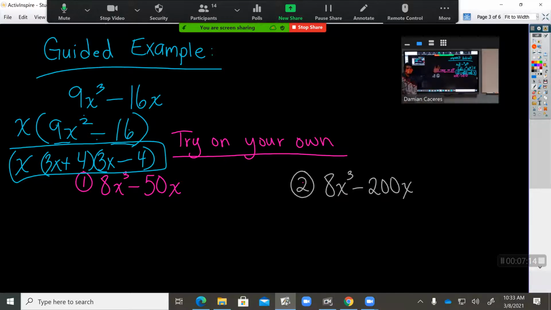So I want you to follow those same exact steps that we took on that blue question and follow the same steps for the pink and the gray question, number 1 and 2.